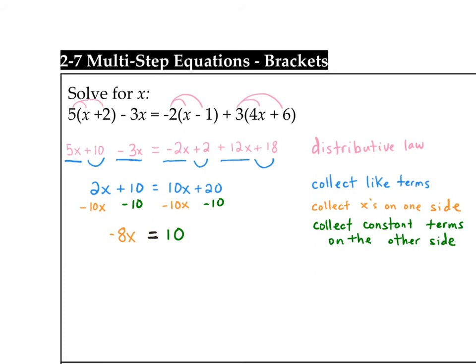And the last step is to divide both sides by the coefficient of x, which in this case is negative 8. So we are going to divide both sides by negative 8. A lot of people will forget about that negative. Make sure you divide by the negative.